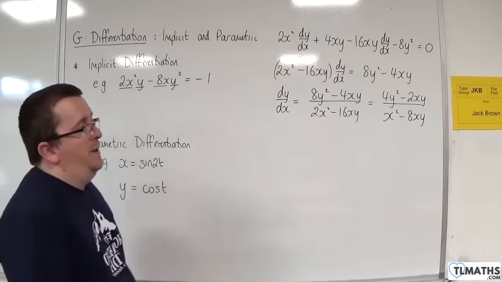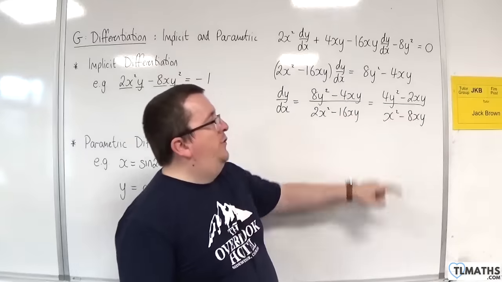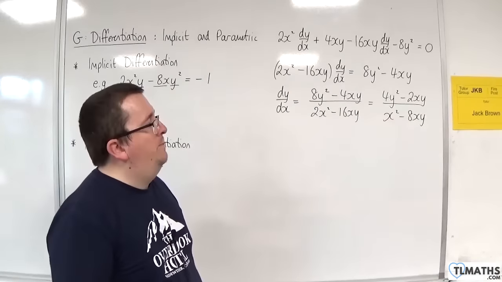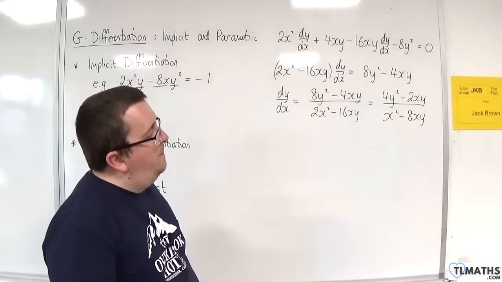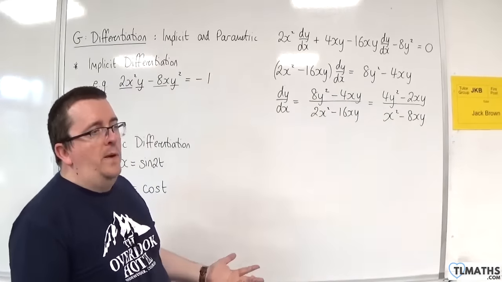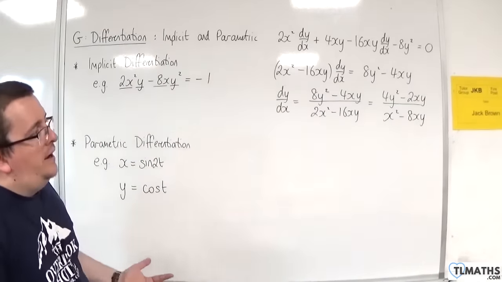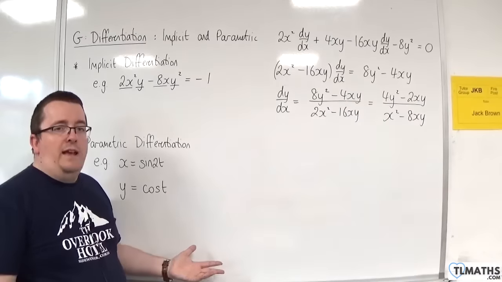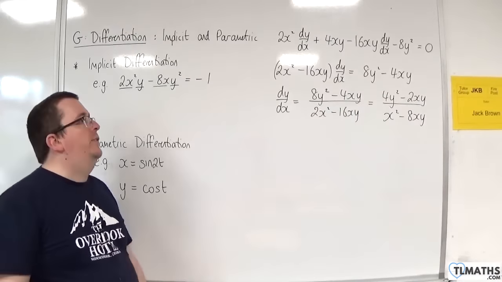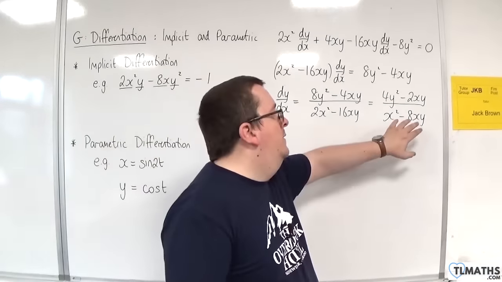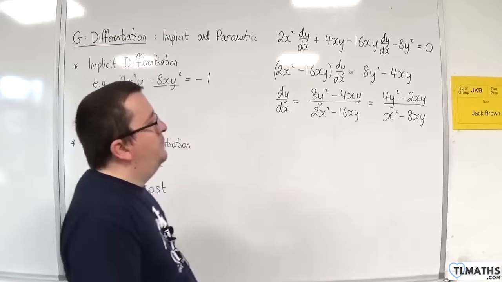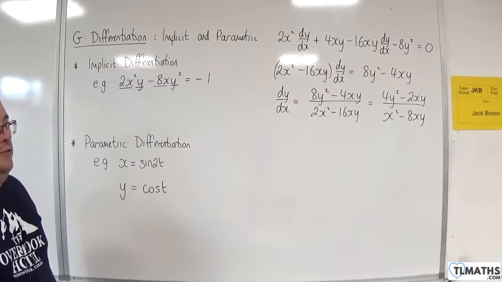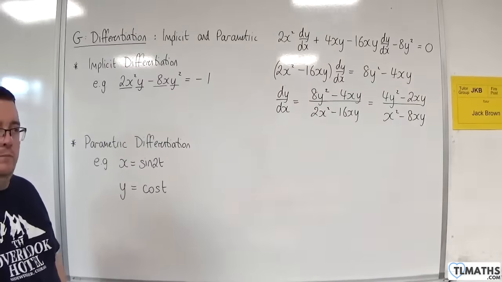And from that, you could be asked to find stationary points, so where the numerator is equal to 0, because dy by dx needs to be 0, or you could find points where the curve is perpendicular to the x-axis or parallel to the y-axis, and that will be when the denominator is 0. So let's say I was asked to find where the stationary points were, or stationary point.